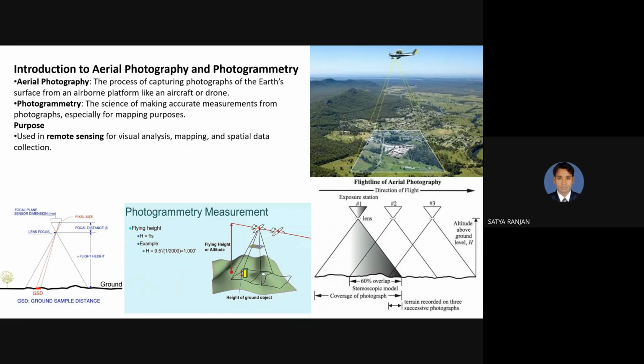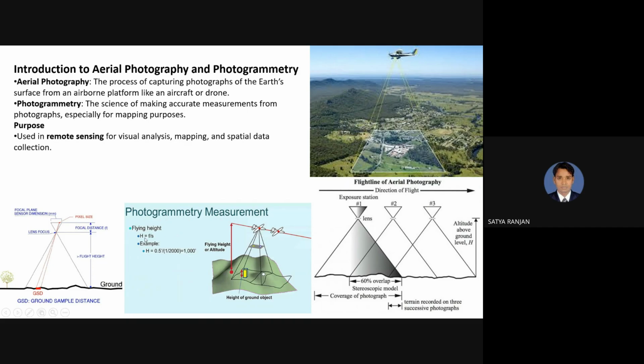The next image has a 60% overlap with the first image. So this is the characteristic of aerial photography. In this, the first image, then second image and third image, each image has 60% overlap. So why is this 60% overlap? For the stereoscopic model, 3D data analysis or creation of 3D images, we have to create some overlapping area so that the creation of 3D is very easy for us.